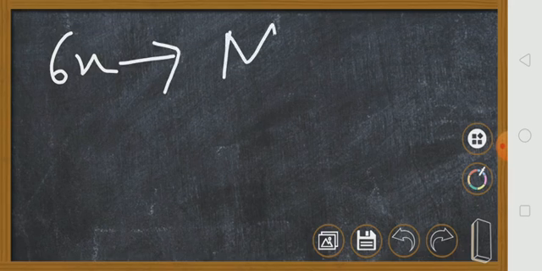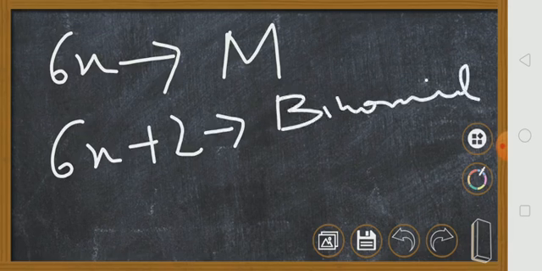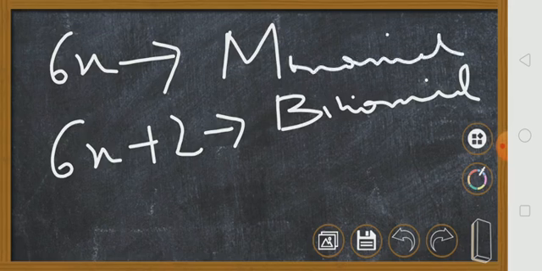Now monomial, binomial, trinomial, you know it. I'll not go into detail. Monomial means one term. Let's say this is 6x. So 6x is your monomial. Now let's say you have 6x plus 2. 6x plus 2 is your what? Binomial. It is binomial. And 6x is what? Monomial. Is it clear?